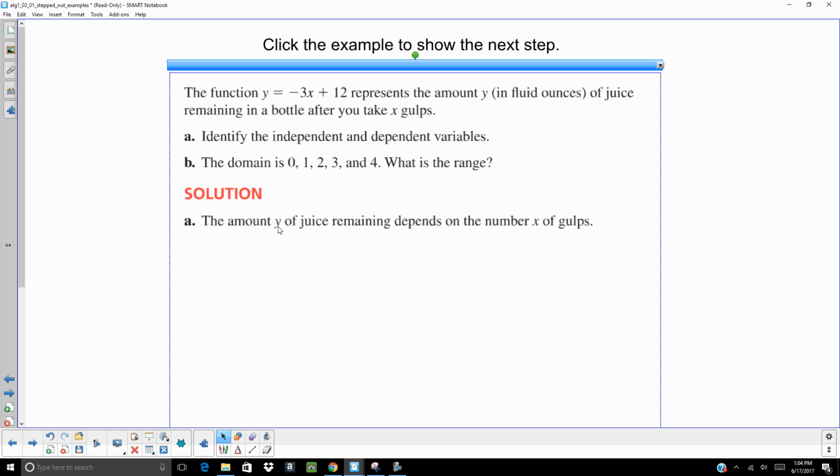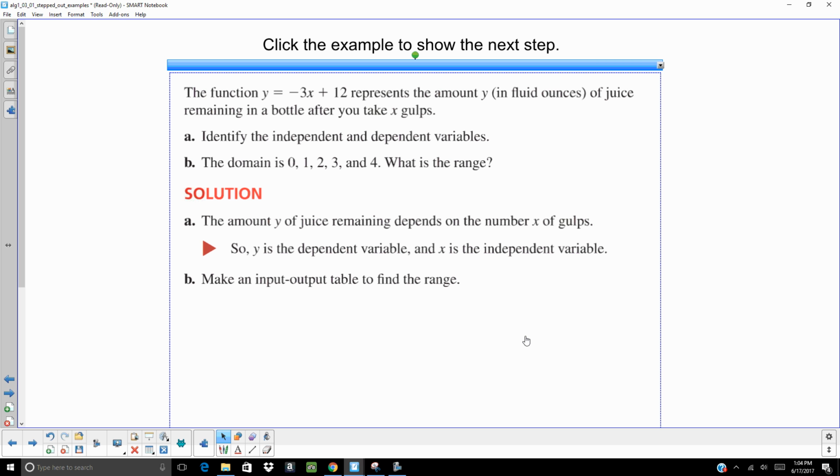Well, the amount of y juice remaining depends on the number of gulps. So y is the dependent variable because the amount of juice remaining depends on how many gulps you take. So x is the independent variable.